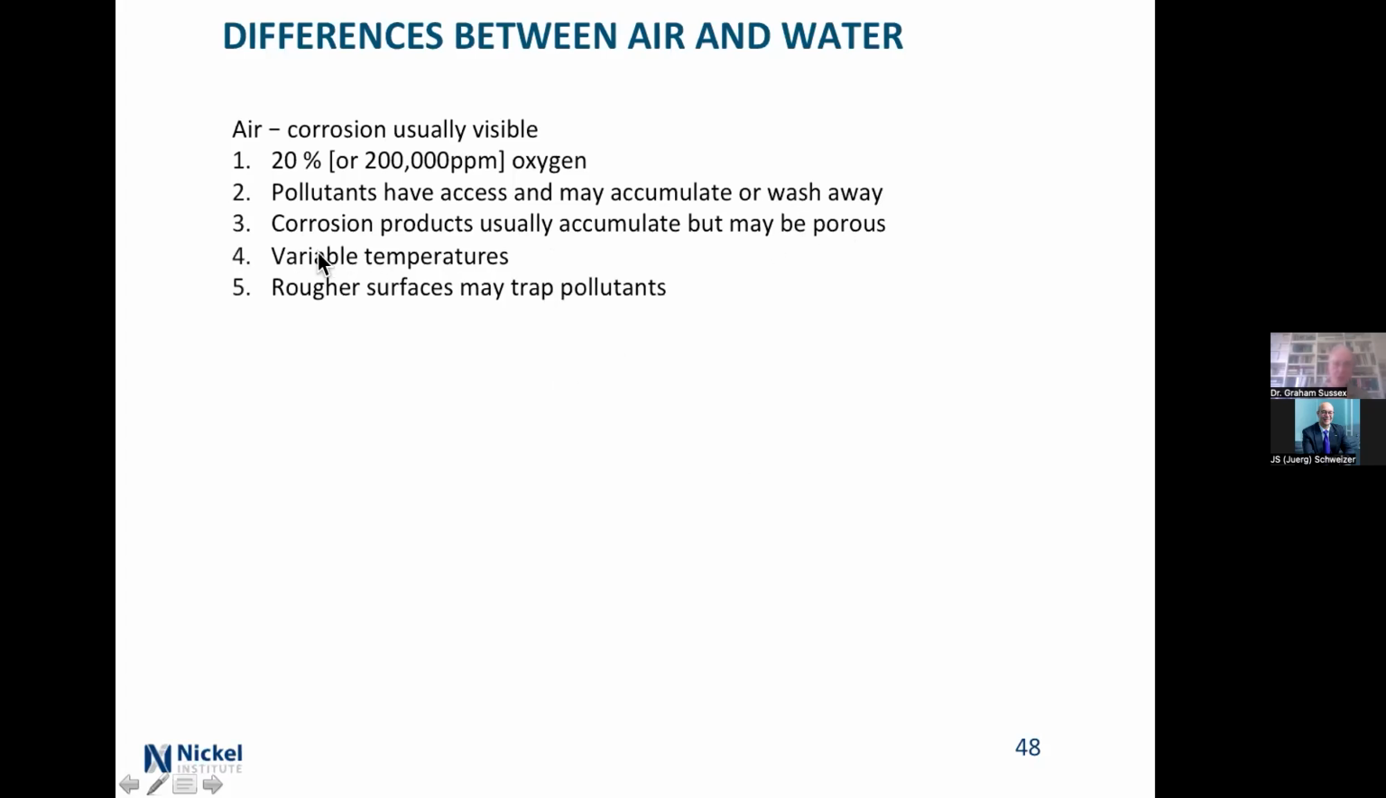Temperatures are going to be variable outside, you just don't know. And rough surfaces, remember the 0.5 micrometer, may well trap pollutants.